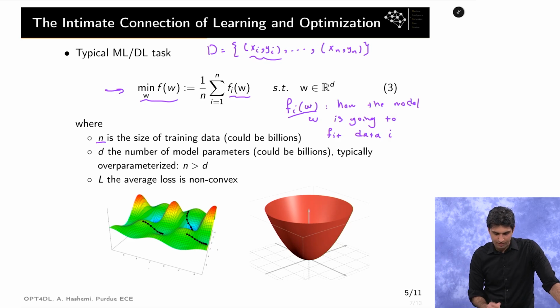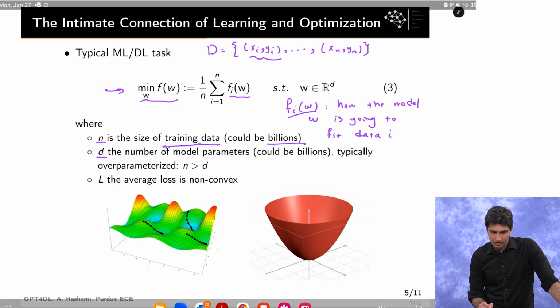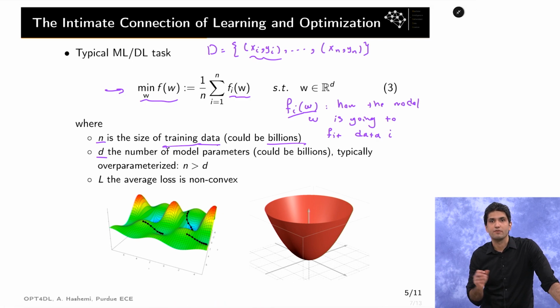So n, as I say, is the size of the training data, and the challenge here is that n is not a small number. It typically, in a lot of cases, is on the order of millions or even billions. So we have billions of data points to fit. d is the number of parameters. This is the number of tunable parameters that we have to again optimize in order to find the best model. Again, the challenge is that the model size could also be very, very large, even up to the order of billions.